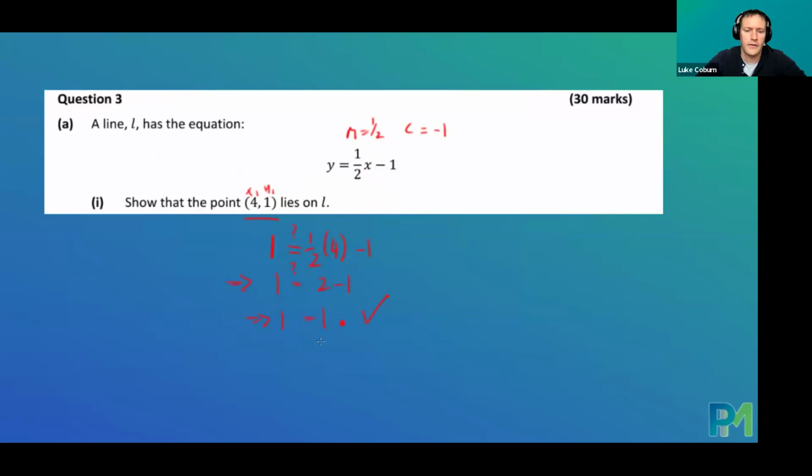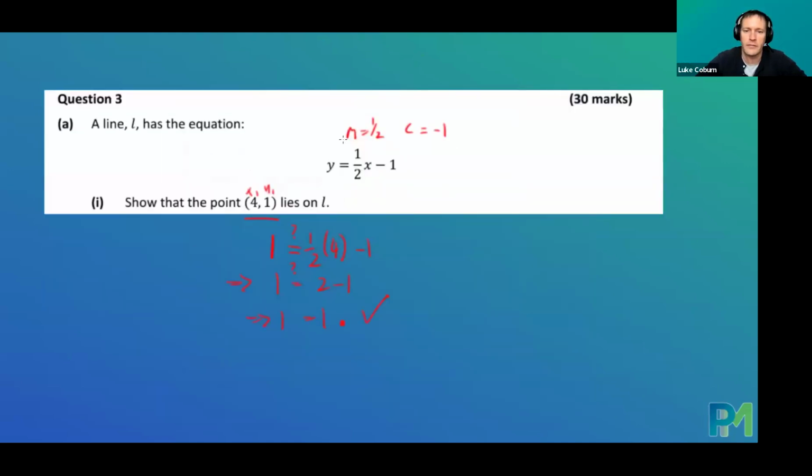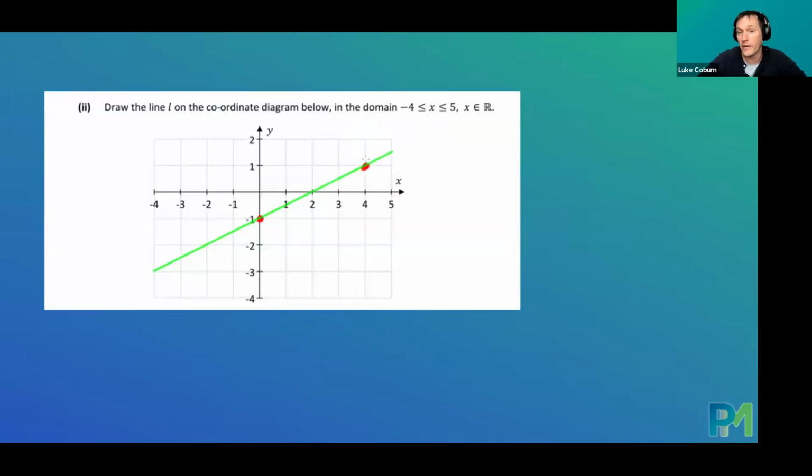So let's have a look at the marking. This question had 15 marks, and they were combined together. So what's low partial credit? A work of merit, for example, some correct substitution in part 1. If I had put in a 4 for the x here, that wouldn't have been correct. But if I put in a 1 here and I didn't do anything else, I'd get 4 marks out of 15.